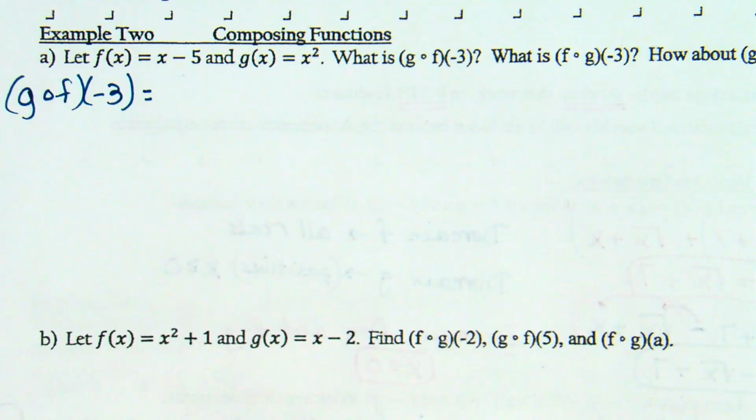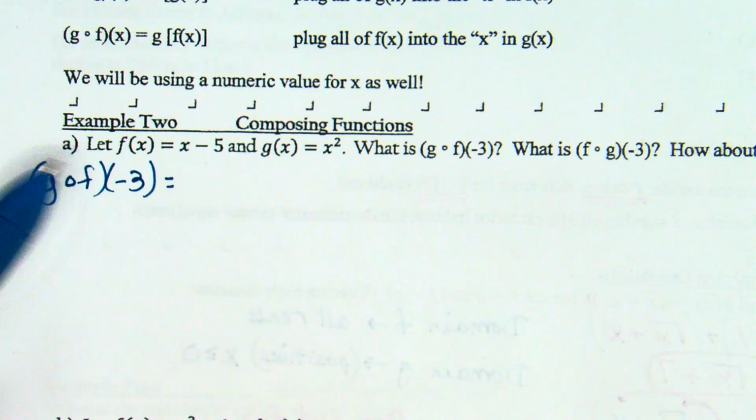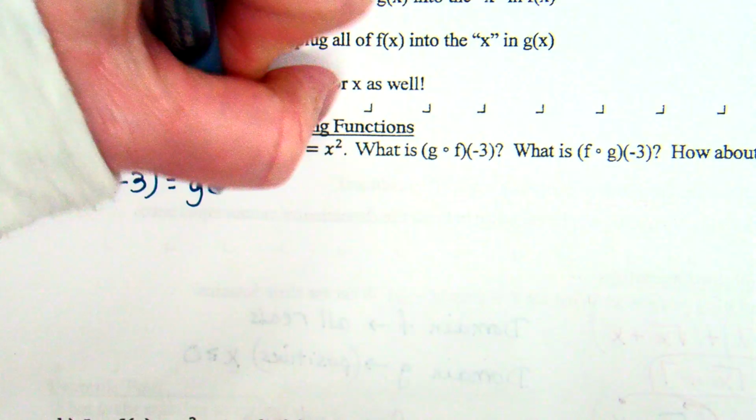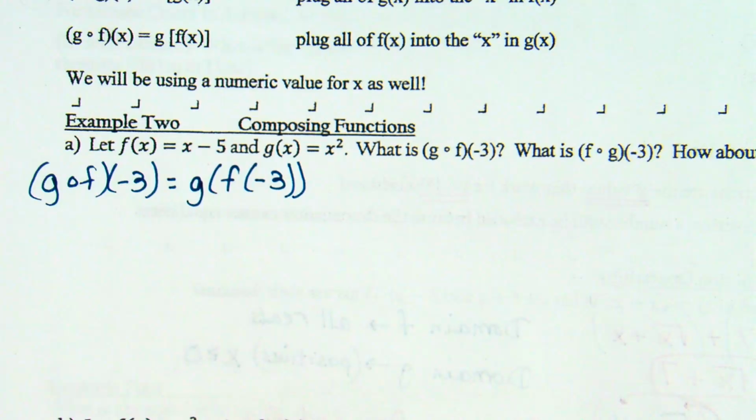First thing I'm going to do is rewrite it like what we see up above. If you look up above, g composed with f of x is g of f of x. Down here, g composed with f at negative 3, I'm going to rewrite as g of f of negative 3. So I'm just using the definition of composition there. g composed with f is g of f of whatever that input value is.